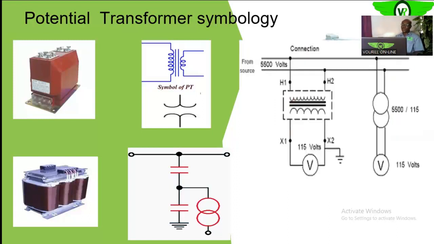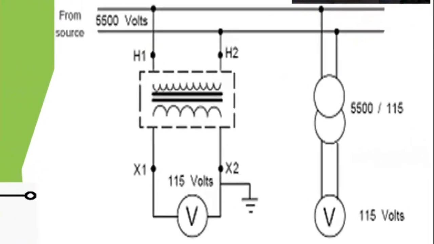So that is what you have on the screen now. If you look at that screen on your left, you'll see that the line voltage is about 5,500 volts, 5.5 kV. Okay, so the instrument transformer is attached to the line by H1 and H2.